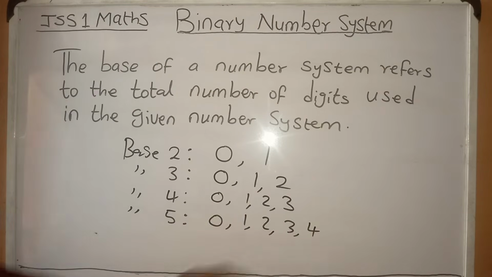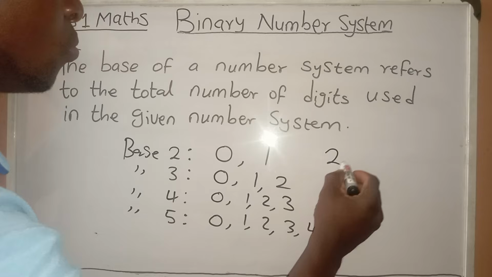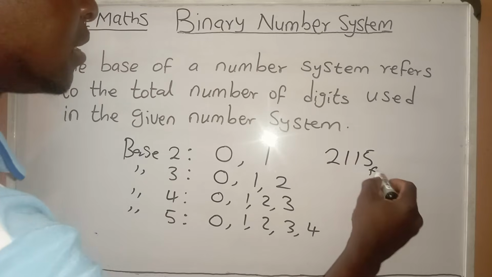These are the digits that are obtainable in base 5. So you can never have 5 inside base 5. Or for somebody to write something like this, 2115, and say it's in base 5.